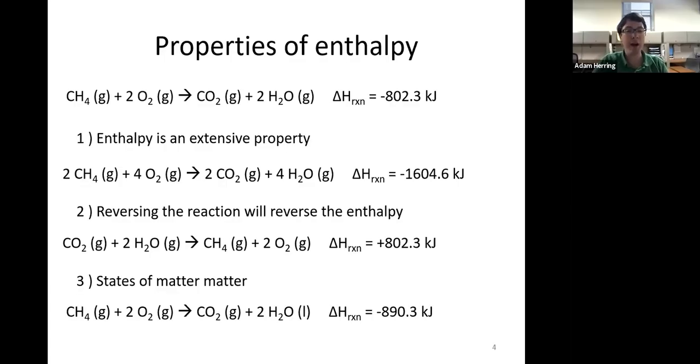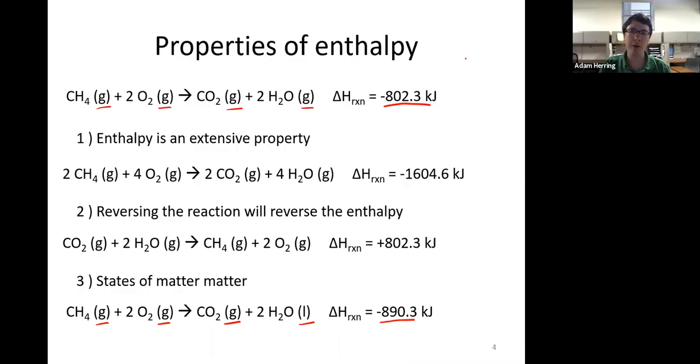So if we compare, in this case, the initial reaction had all states of matter as gases. However, when we write it this way, our water is instead a liquid. And what we see is that the energy released is actually larger than in the case of if water was a gas. Now, how can we imagine this? How can this make sense to us?